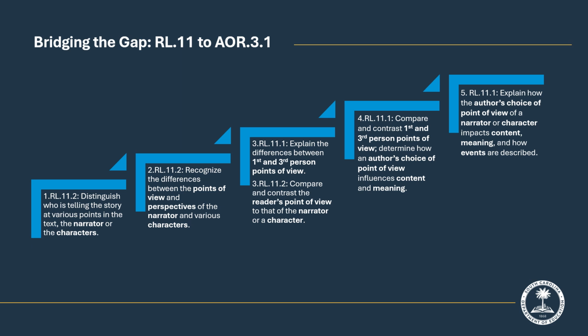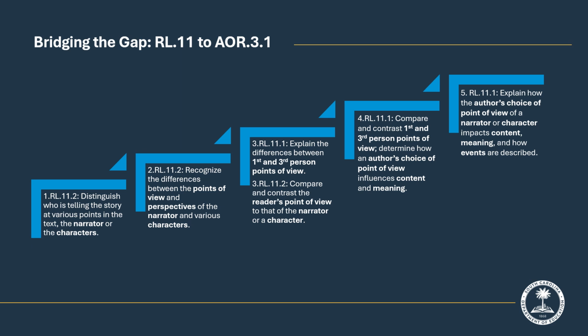Another important thing to notice is what is in bold. In the 2015 standards, narrator and characters entered in 1st grade. Points of view and perspectives of the characters and narrator were added in 2nd grade. In 3rd grade, students were introduced to 1st and 3rd person points of view, and students were asked to compare and contrast the reader's point of view with that of the narrator or a character.